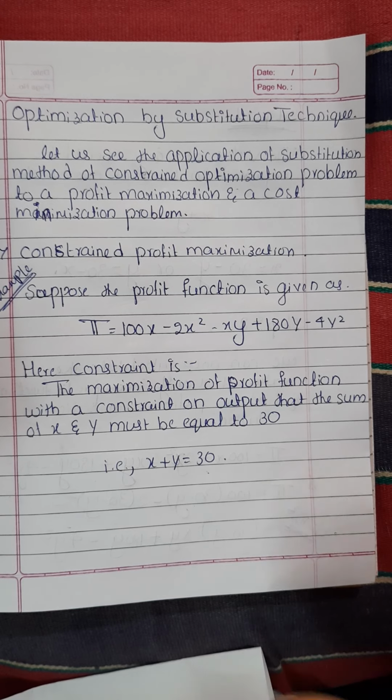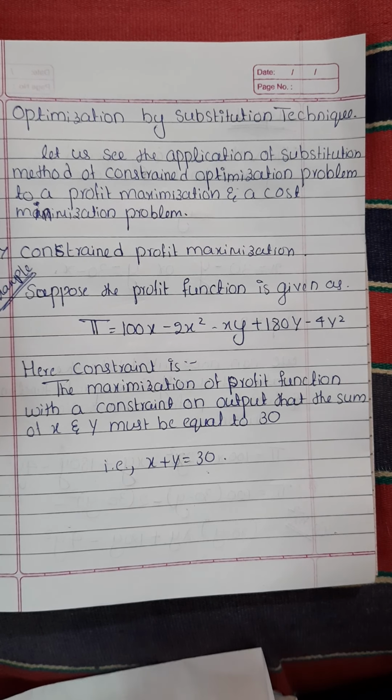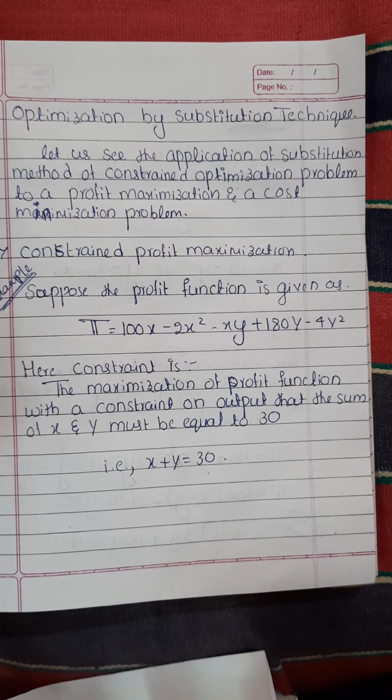Here the constraint is the maximization of the profit function with a constraint on output, that the sum of x and y must be equal to 30.